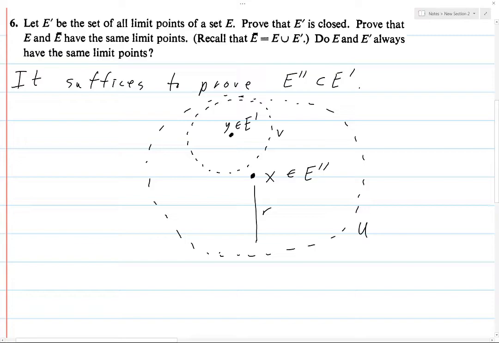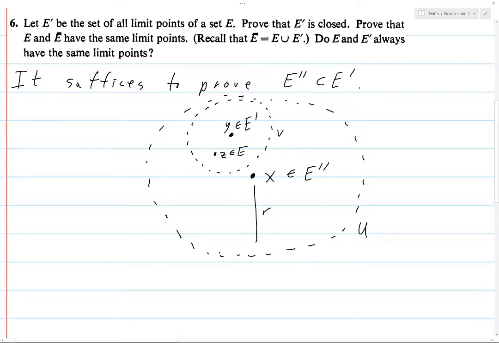So anyways, Y is an element of E prime, so Y is a limit point of E, which means that for every single neighborhood of Y, there is an element, we'll call it Z, which is an element of V, which is not Y, but which is contained in E. Okay? So now what have we done? Now we found this element Z, and what does this element Z tell us? This element Z is an element of the set E, which is contained in the open neighborhood U of X, and is also not equal to X.